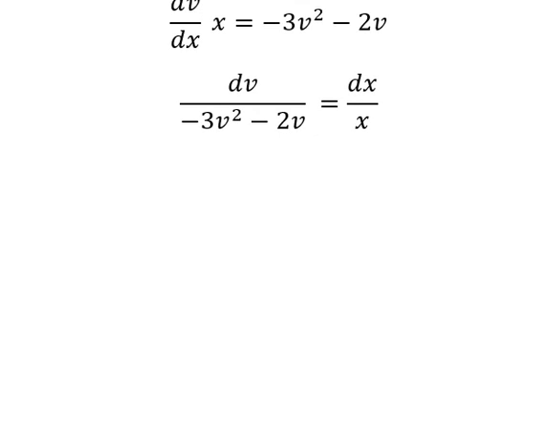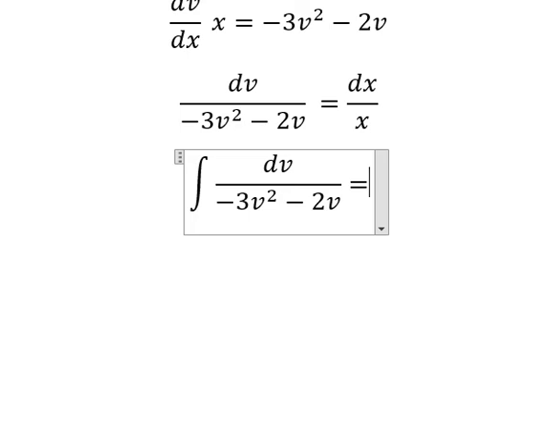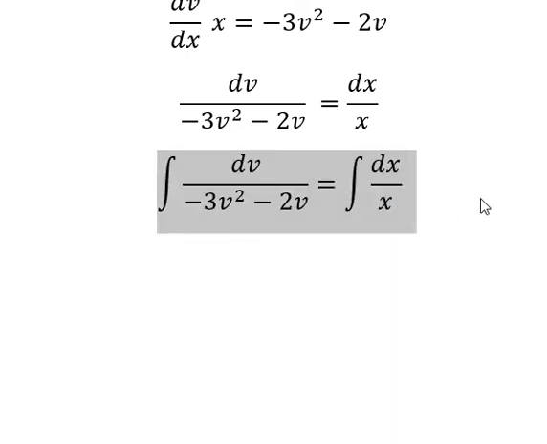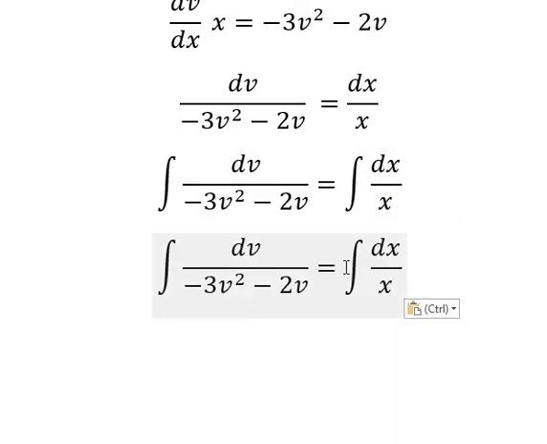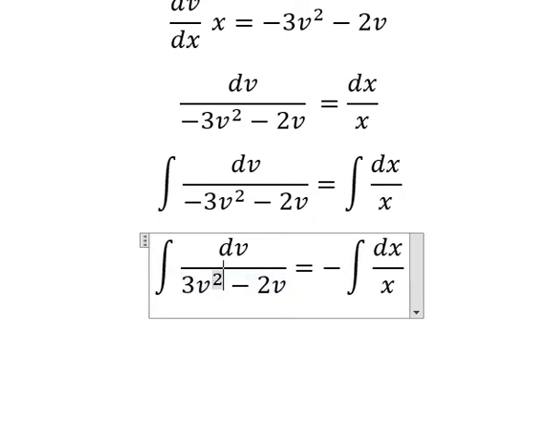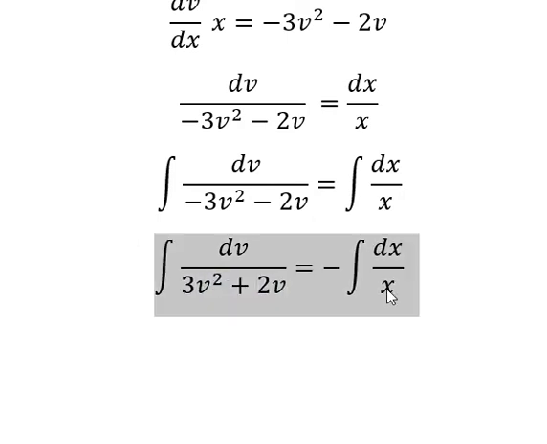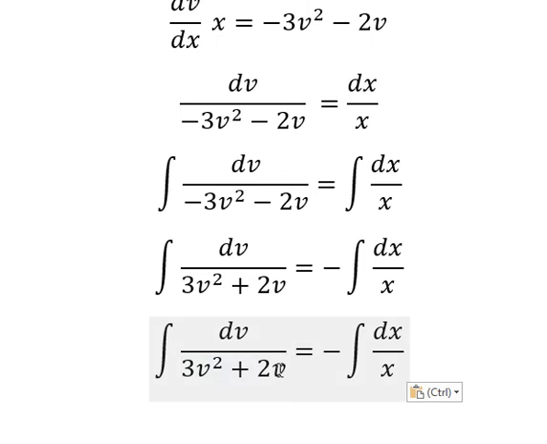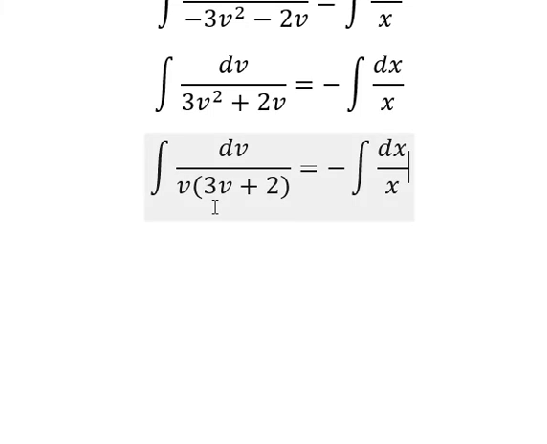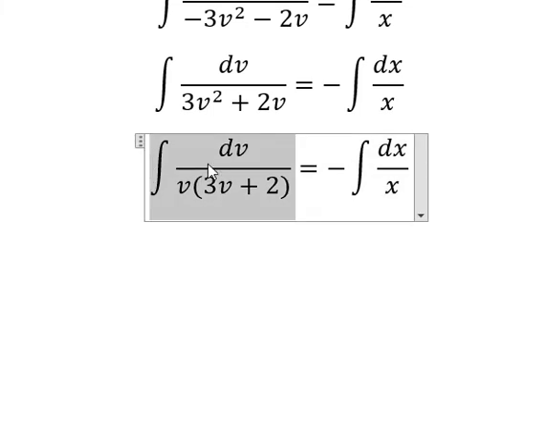Next, we need to integral for both sides. So the negative I will put on the right. So we can do factorization by v. Now we need to concentrate on this one.